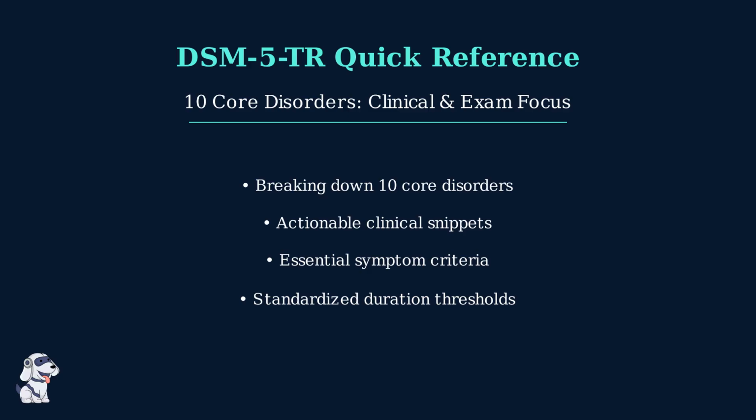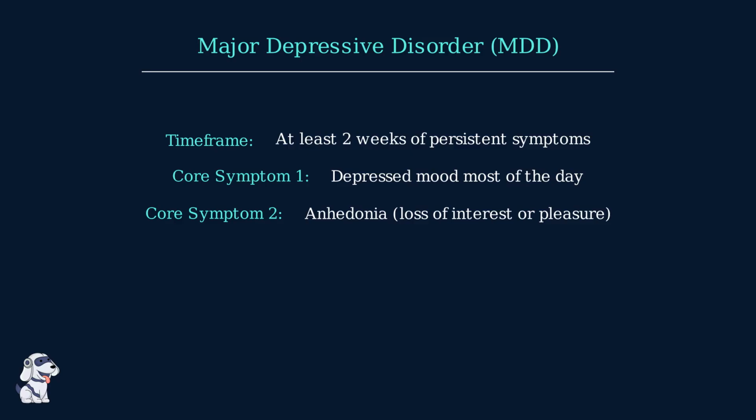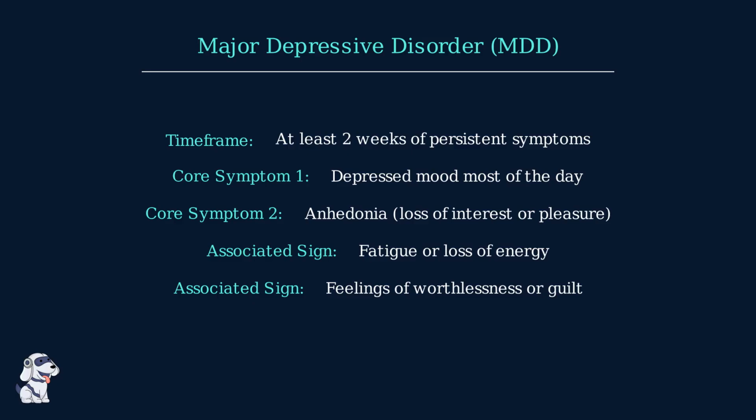and duration thresholds. Major depressive disorder, or MDD, is a clinical diagnosis defined by a persistent depressed mood or a profound loss of interest in activities for a period of at least 2 weeks. To meet the criteria, an individual must experience either a depressed mood or anhedonia, which is the inability to feel pleasure for the majority of the day. Hallmark physical and cognitive signs include chronic fatigue, diminished energy, and persistent feelings of worthlessness or excessive guilt. Remember the diagnostic rule. At least 2 weeks of persistent sadness combined with anhedonia is the primary indicator of MDD.